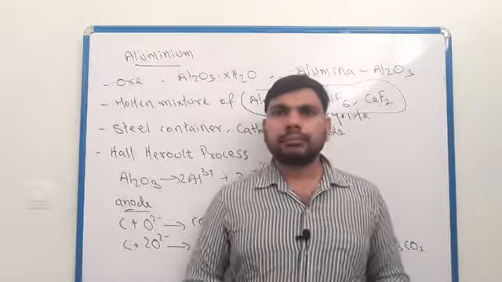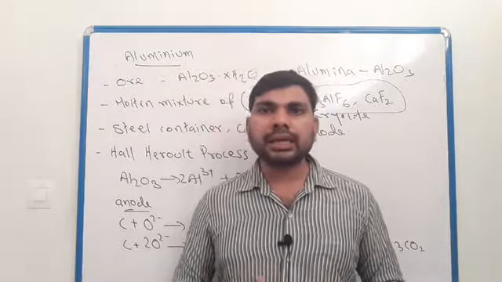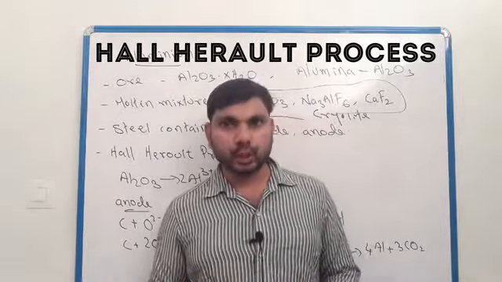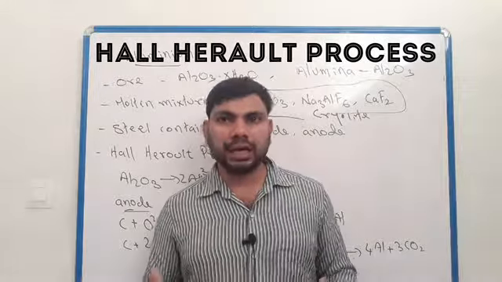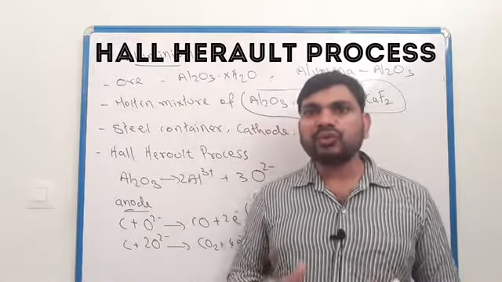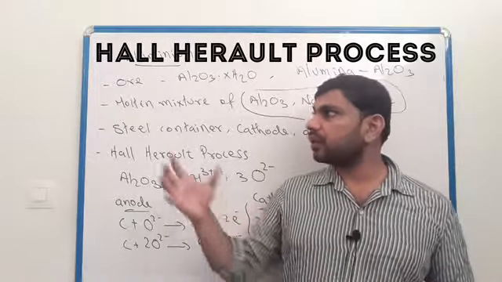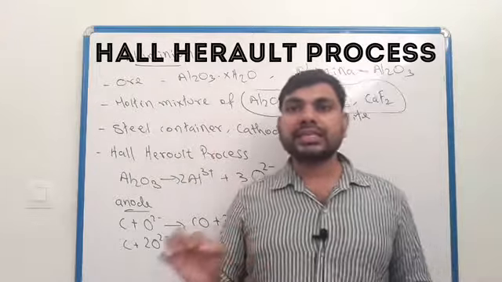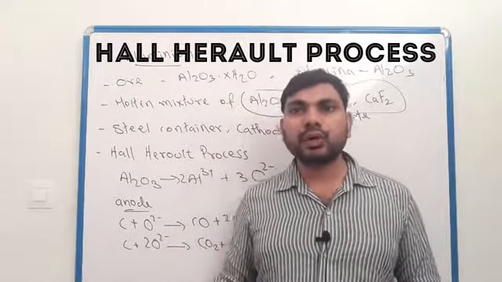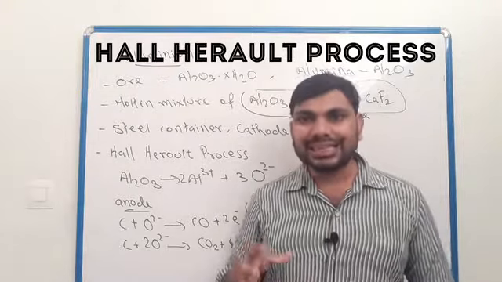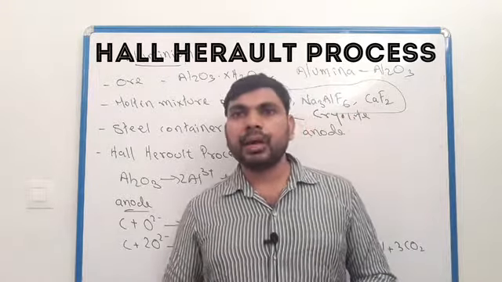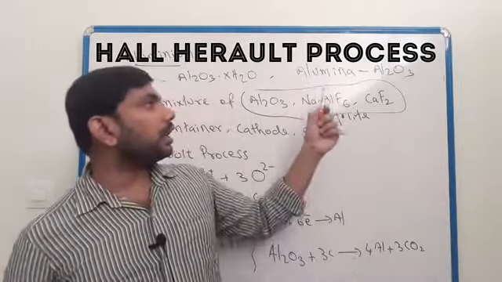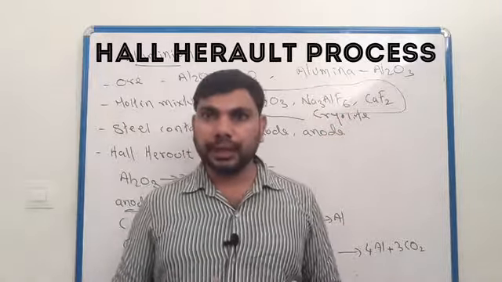Clear? Next, we have to understand the extraction of aluminium. Aluminium is extracted by electrolysis. The ore of aluminium is bauxite. The formula of bauxite is Al2O3·xH2O, Al2O3 with water molecules, and it is the ore of aluminium. Alumina means Al2O3 without water molecules.